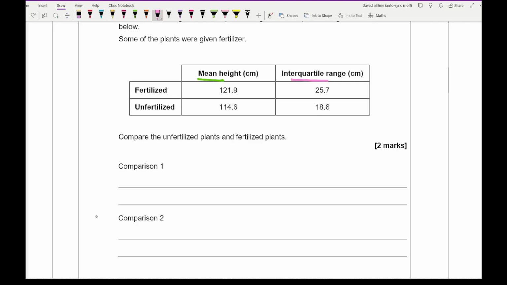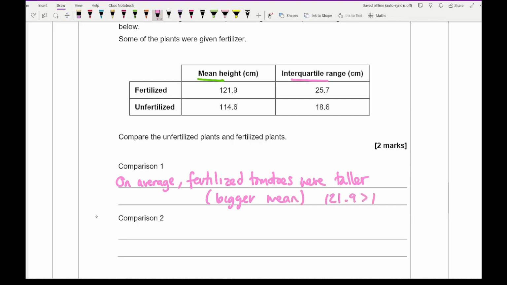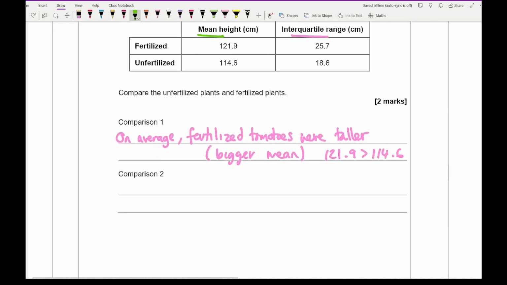So comparing the mean, you want to have something along the lines of that on average. You want to make sure that you are using that word on average. The fertilized tomatoes were taller. And again, although it's only going to be worth 1 mark, I would probably write down how you know this, and this is because it has a bigger mean. And you could just write 121.9 is greater than 114.6. Then for comparison 2, we're looking at the interquartile range.